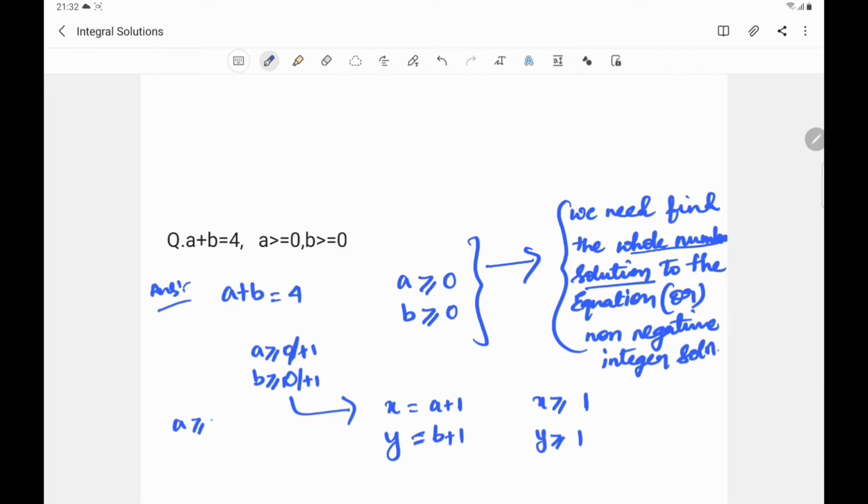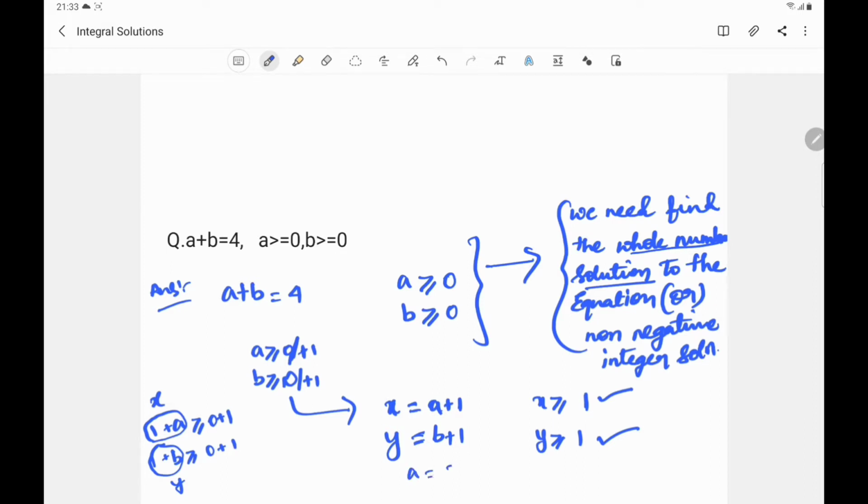we have simply written, when a is greater than or equal to 0 and b is greater than or equal to 0, I've added 1 to this side, and I've added 1 to this side. Whatever is on the left hand side of this inequality, I have named it x, and the right hand side I have named y. Now, because a is greater than or equal to 0, if a is 0, x will be equal to 1. So x will be greater than or equal to 1 and y will also be greater than or equal to 1.